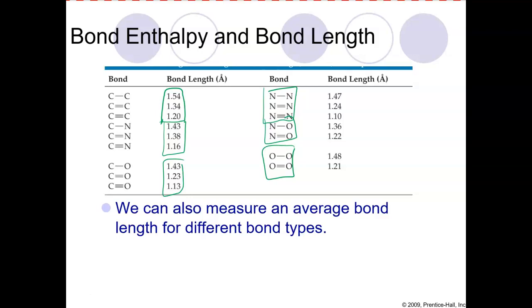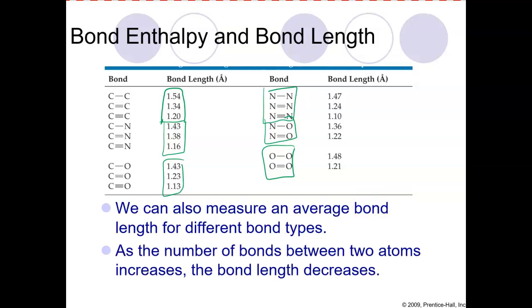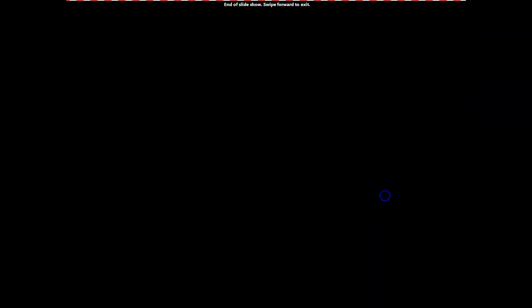Oxygens are a different size than carbon. So when they share and overlap, they're different distances apart. Okay, so it's all about size. But triple bonds are the shortest and single bonds are the longest.